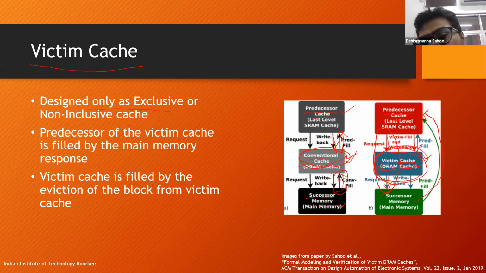But if there is a request from the predecessor cache and it hits the victim cache, you're going to fill the line as it is. So that means that there is no direct data path from the successor memory to the victim cache. The victim cache is only getting filled by the predecessor cache. Okay, so this is the design of a victim cache.